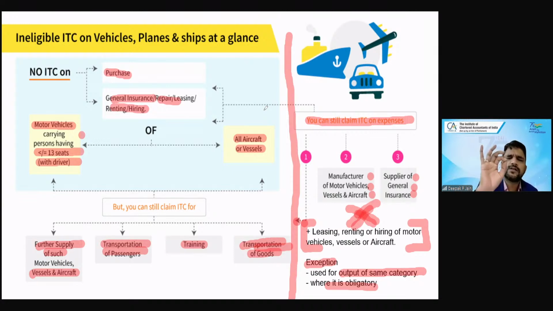So first is basic conditions of purchase and thing. Now leasing also will not be available. On leasing, it will be available provided it is obligatory.